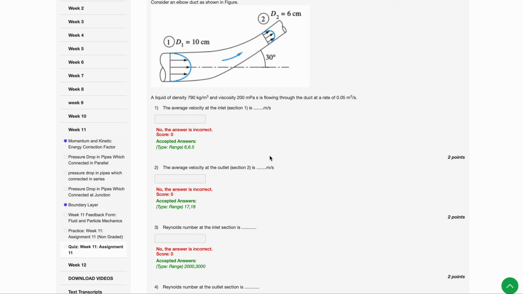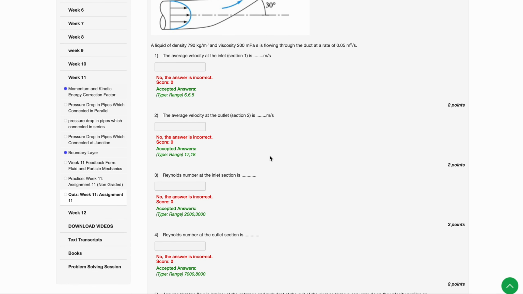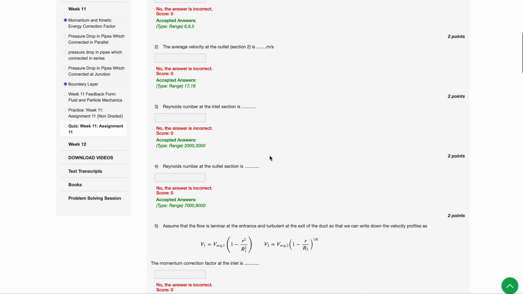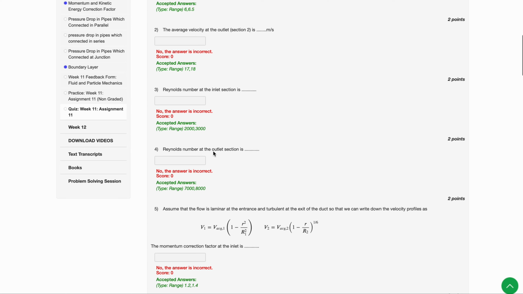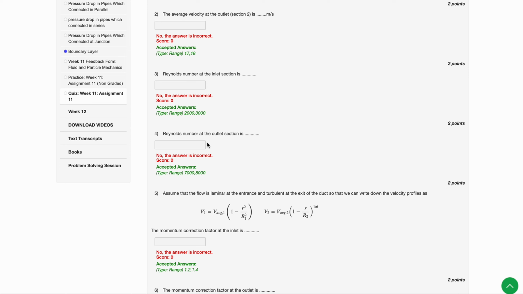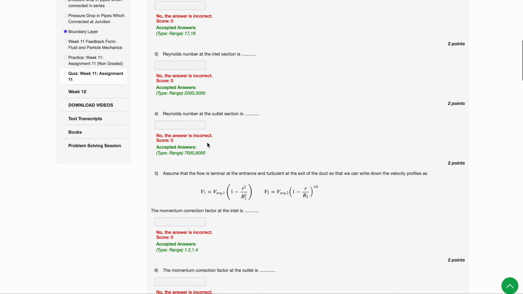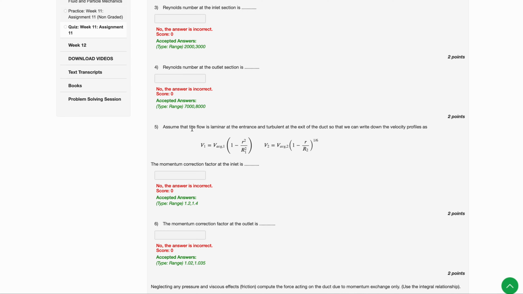So at section 1 the velocity is in between 6 and 6.5. I got 6.366. Average velocity at section 2 is 17.684. I got it right. The Reynolds number at the inlet is 2514, within 2000 to 3000. The Reynolds number at the outlet I got 4191.11. Here the range is in between 7000 to 8000. I think something is wrong there in the option. Okay, now let's move to question number 5.